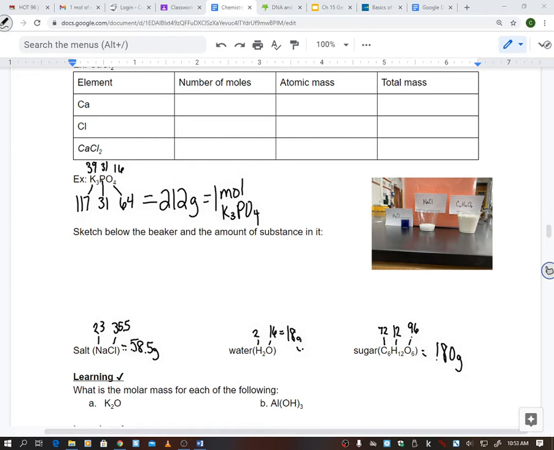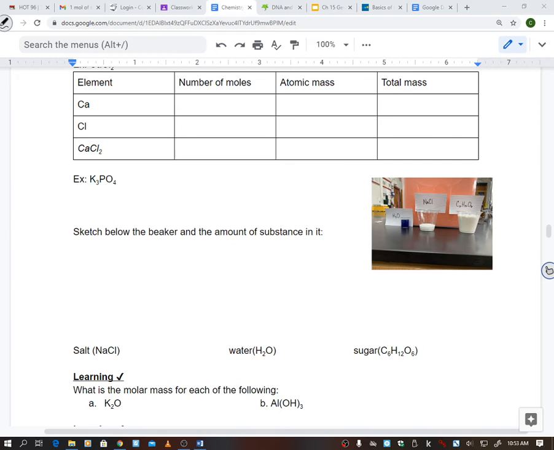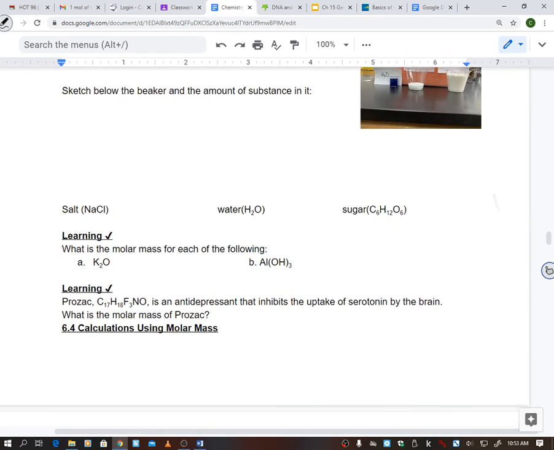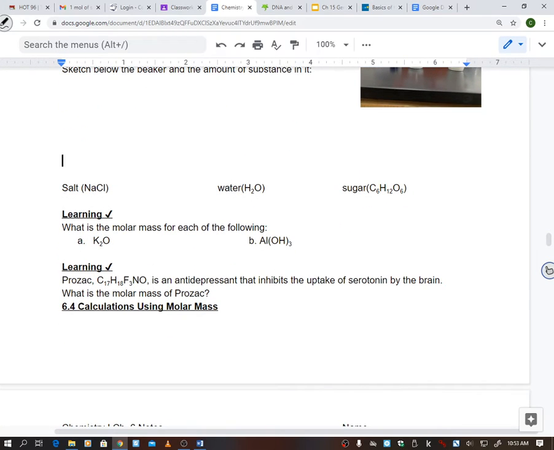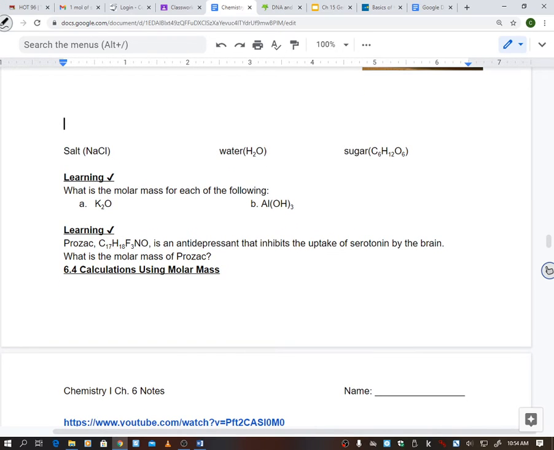All right, so let's do the learning check. The learning check right now is just making sure that we can get these weights. And like I said, it's very similar to what we were doing in section 1. Just now, instead of saying AMUs and talking about one specific atom, we're talking about molar mass. We're not getting the weight of 1 atom, we're getting the weight of 6.022 times 10 to the 23rd. The same numbers used on the periodic table, but now it's grams instead of AMUs. So they're different. AMUs and grams are not the same thing, but we do use the periodic table to get those weights.